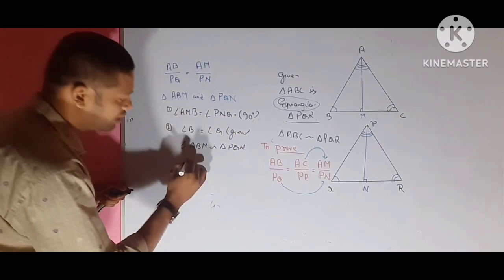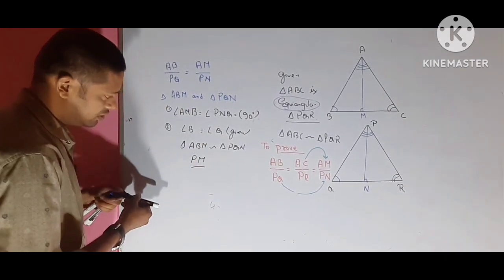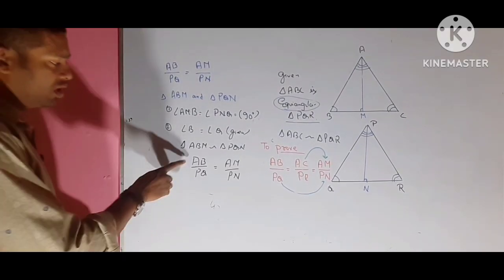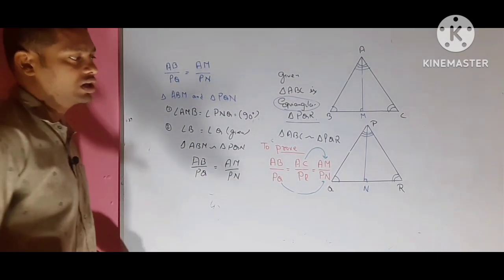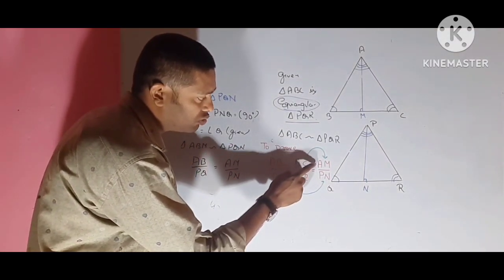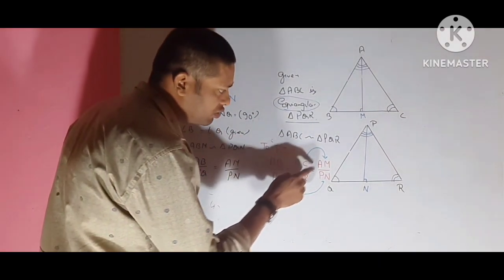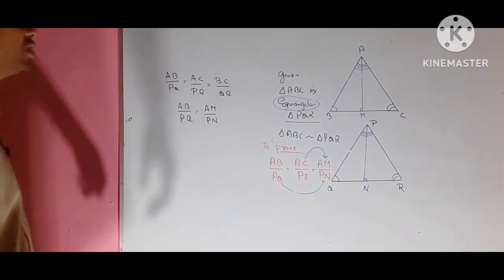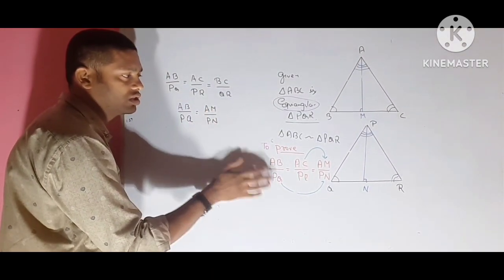From here we can say AB by PQ is equal to AM by PN. So we have proved that. Yes, sir. Now what else do we have to do? Sir, AC by PR is equal to AM by PN, we also have to prove. So AC by PR is equal to AM by PN. This is left to be proved. Okay, we'll do that also. These are the two things which we proved in the starting. From the given we got this one, and by using this proof we got this one.